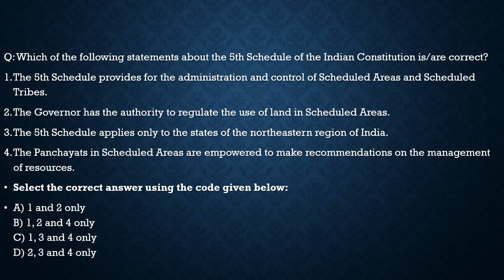Here, the first question says, which of the following statements about the fifth schedule of the Indian Constitution are correct? So here we had a direct question from the fifth schedule. Now let us see what the statements say. The first statement, the fifth schedule provides for the administration and control of the scheduled areas and scheduled tribes, 100% correct. The governor has the authority to regulate the use of land in scheduled areas, 100% correct. And also the fifth schedule applies only, here is the catch, this only part, to the states of the northeastern region of India. No, it does not apply only to the states of the northeastern region, so this becomes incorrect. Statement 4, the panchayats in the scheduled areas are empowered to make recommendations to the management of resources, 100% correct. So with respect to this question, the correct statements are statement 1, statement 2 and statement 4, and from the code given below, the correct code is 1, 2 and 4, which is option B only.